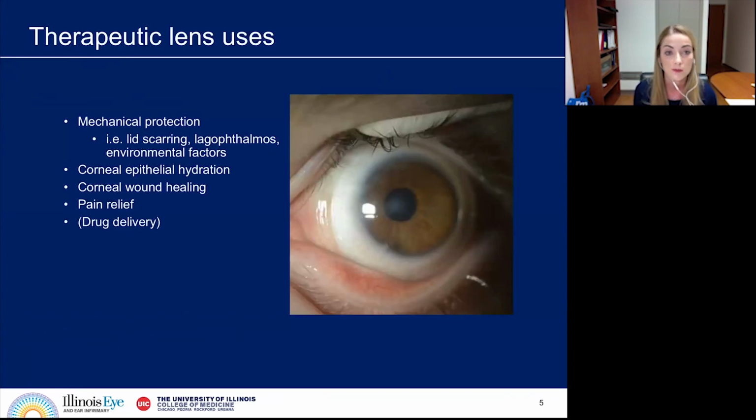So what are the uses for therapeutic contact lenses? Main ones: mechanical protection, help with protection from lid scarring, lagophthalmos if someone has an incomplete lid closure. It helps with environmental factors such as dust and wind that can be really irritating to the patient with ocular surface disease. They also improve or help with corneal epithelial hydration, wound healing, and pain relief. And I keep drug delivery in parentheses. There are new studies working on this, but we won't be speaking about that today.